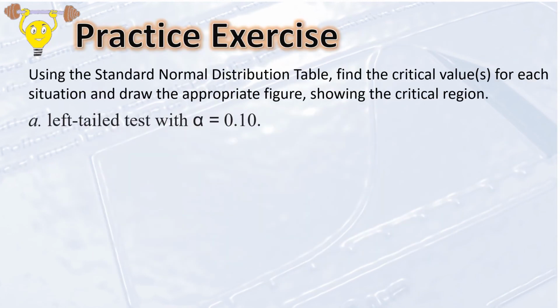This time, let us have some practice exercises. In the practice exercises, you will be given 15 seconds to pause the video and answer. Play it again when you are ready to check your answer for each item. Using the standard normal distribution table, find the critical values for each situation and draw the appropriate figure showing the critical region. Letter A, a left-tailed test with alpha equal to 0.10. Go.